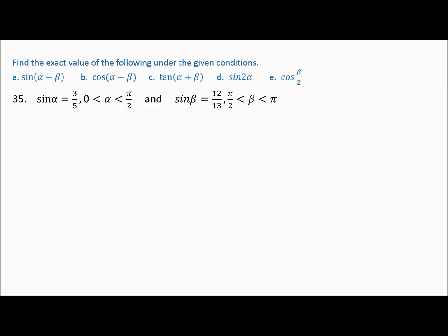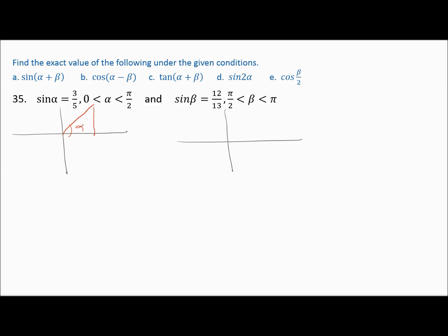And the same thing with beta. So we're going to need to draw a picture again for each of these. So I have an alpha angle and a beta angle. Now notice it says alpha is between 0 and pi over 2. So when we draw our angle, we need to draw it between 0 and pi over 2. So that's going to be in the first quadrant. Then we always come back to the axis. So there's our angle alpha.